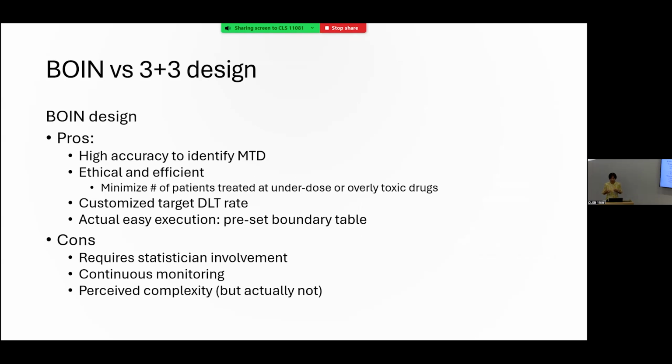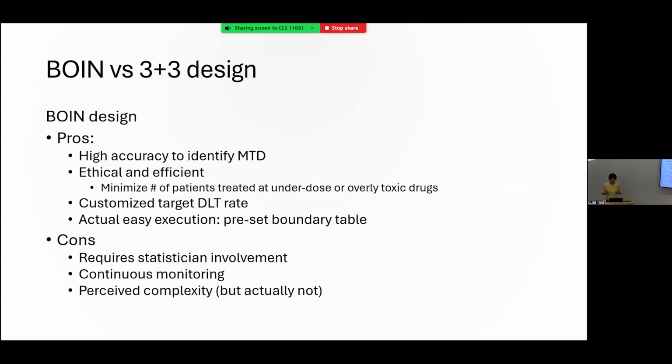So in recent years, the BOIN design has become more and more popular because the BOIN design has a couple of really good features. First, it has higher accuracy to identify the MTD. For this point, we will talk more when I illustrate how to do the design. So since we can accurately identify the MTD, that means we can minimize the number of patients treated at underdose or overly toxic drugs. That makes this design ethical and efficient. Also, for this design, we can preset a DLT rate based on our previous medical experience or literature research. So it's flexible. And also, in reality, it's actually very easy to follow. We will have a preset boundary table, which I will also show you when I illustrate how to do this design.